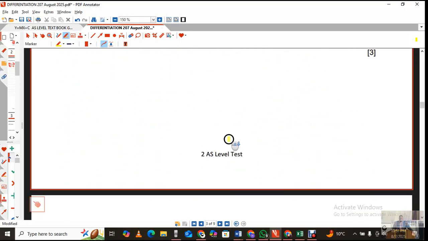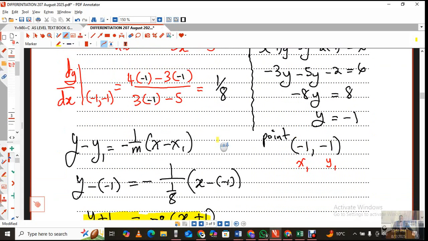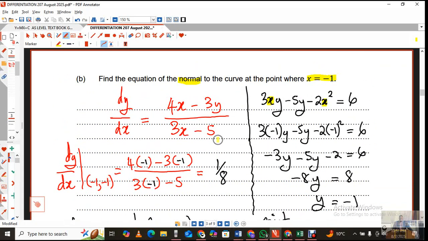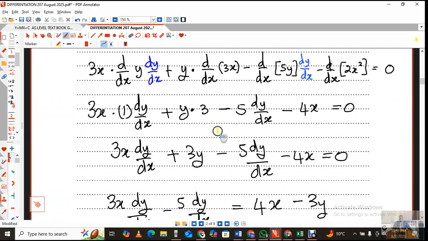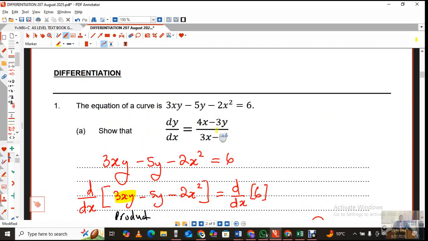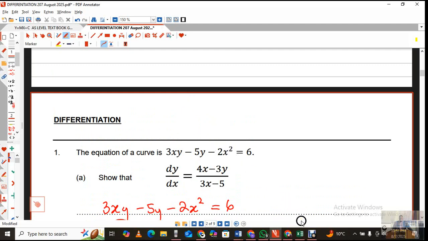Right. Then, of course, this is a question that I've done on implicit differentiation. Stand by for more questions on differentiation so that you can help you prepare for the upcoming exams.